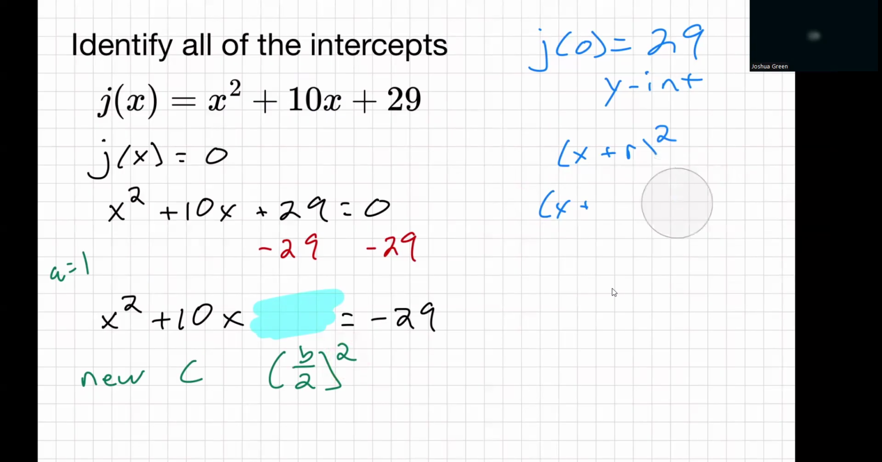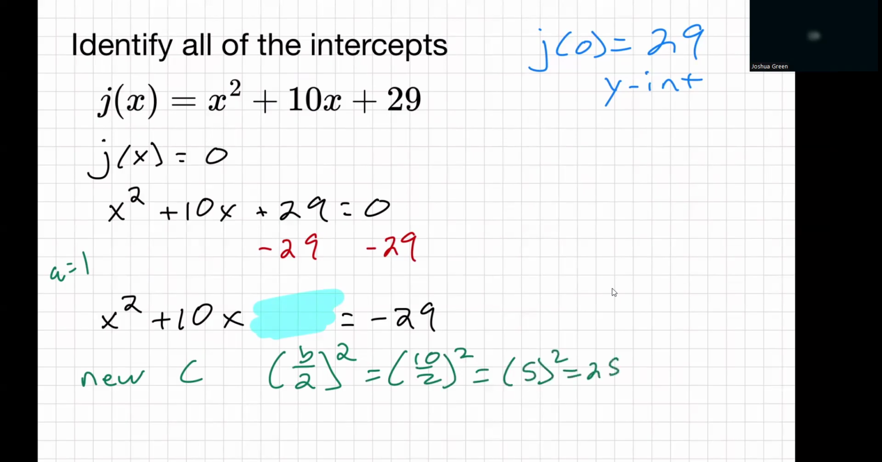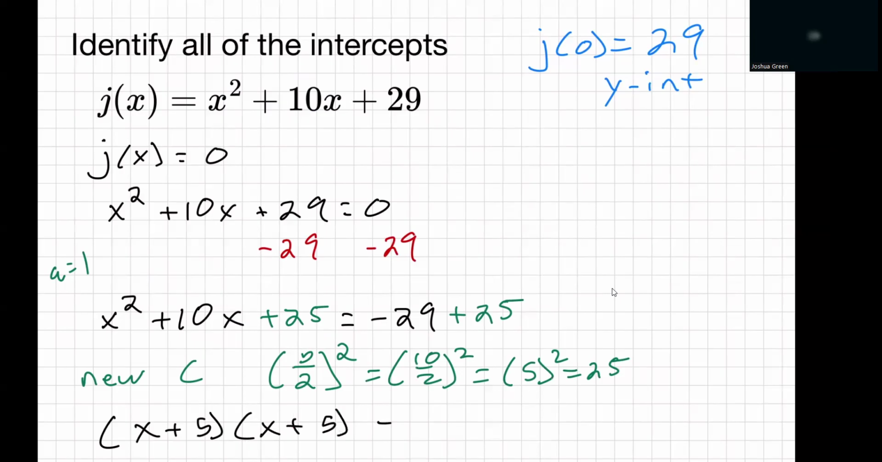Now, the whole point of doing this is to have two factors that are completely the same. So when we go through this process, we'll have 10 divided by 2 squared, which is 5 squared, which is 25. I now have the number I need to use here, where we could say, hey, let's just add 25 to both sides. Now, what you're going to find is this will force us to factor to x plus 5 times x plus 5. On the other side, we're now going to have a negative 4.